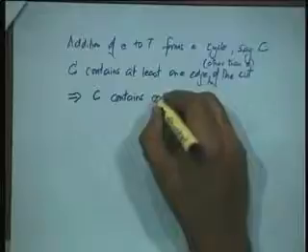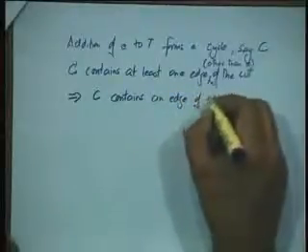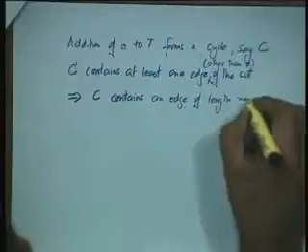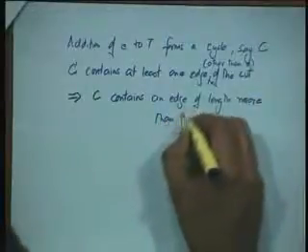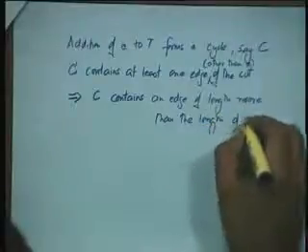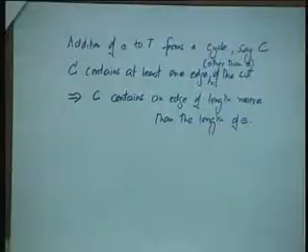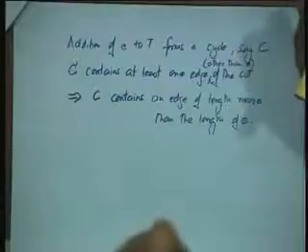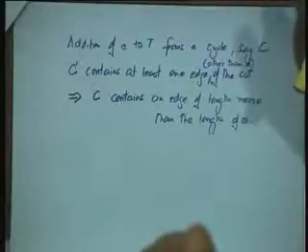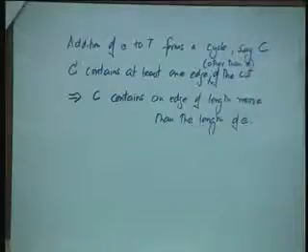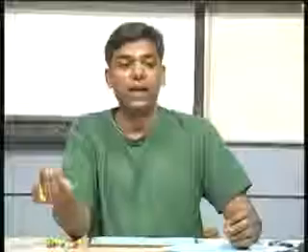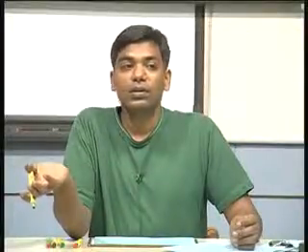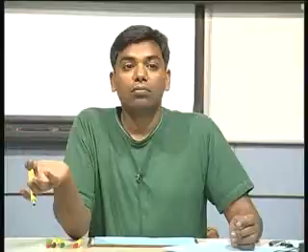So this implies C contains an edge of length more than the length of E. Can their length be greater than E? There can be greater than E. I just have to show that there is some edge in the cycle which has length more than E, so that we won't remove E from the cycle. We will be removing something else to resolve the cycle.